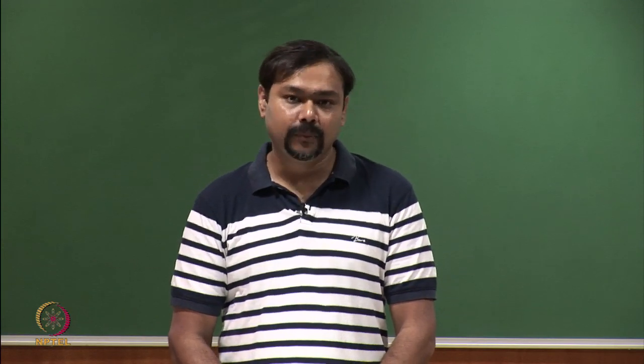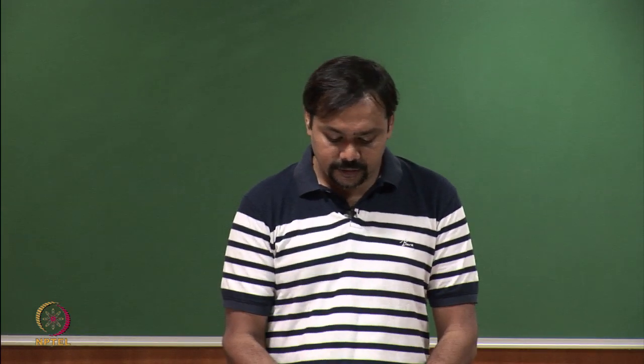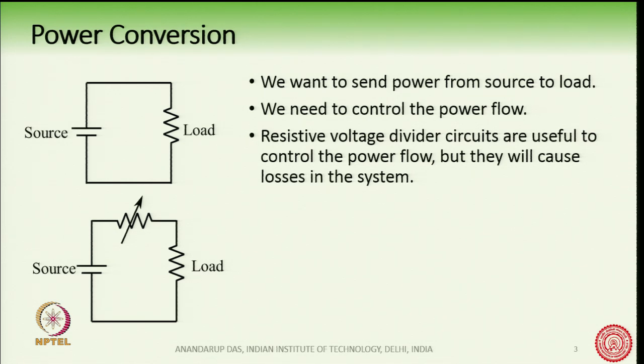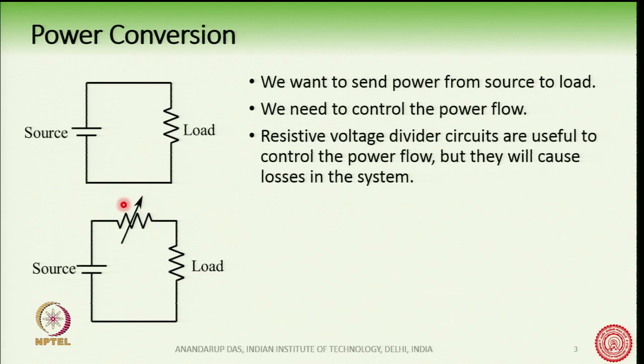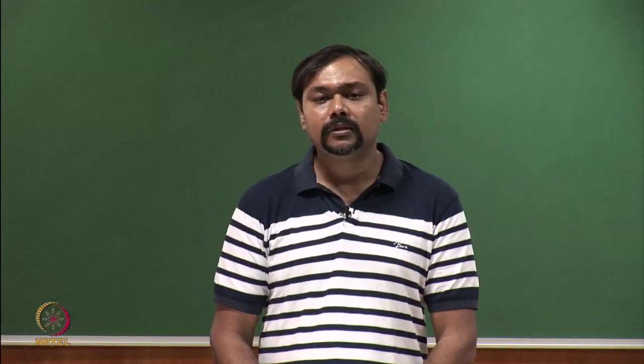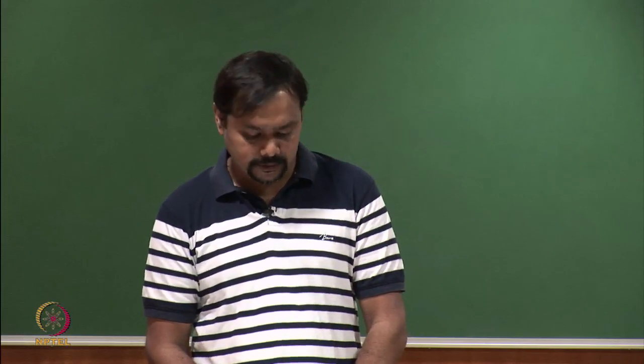The easiest way of doing it is to add a potential divider or a resistive voltage divider, as shown in the second figure, the resistive voltage divider here. Now, if I add the resistive voltage divider, and by varying this variable resistance, I can control the flow of power into the load.